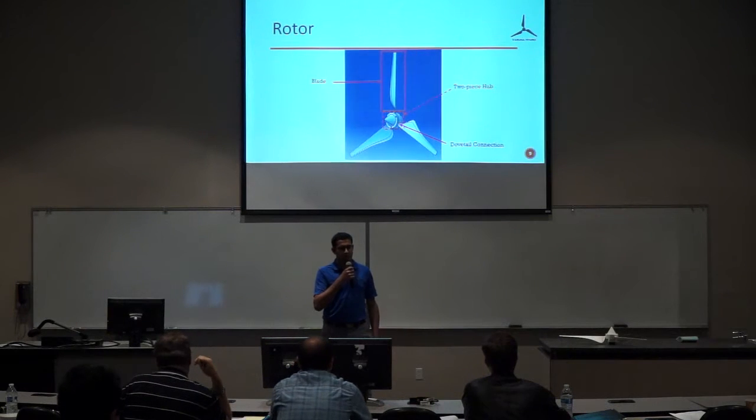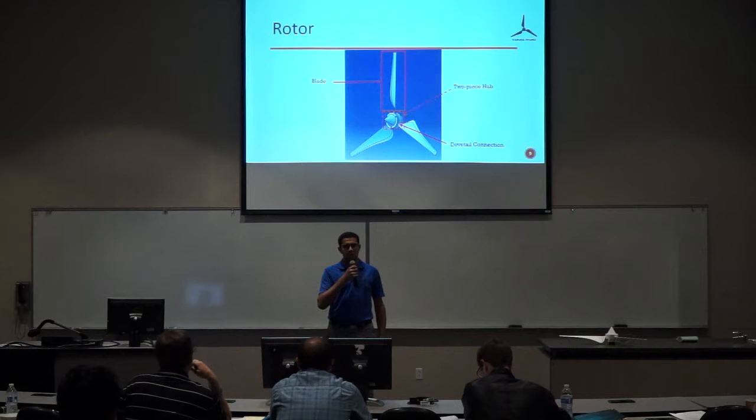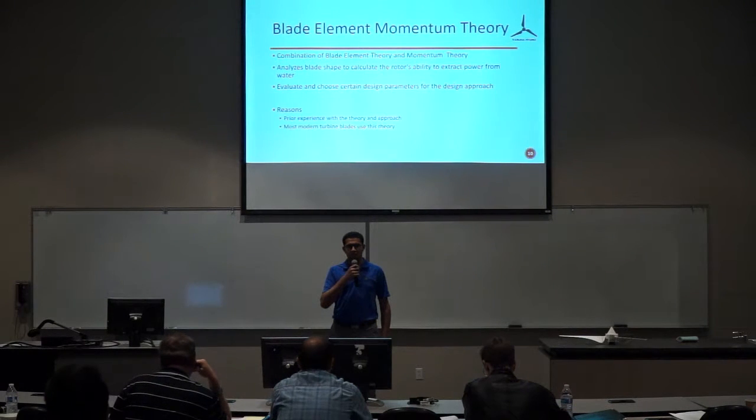So before we move on, as you can see, this is the assembled rotor in CATIA. The top red box indicates the blade. There are 3 blades. The center dashed box indicates the 2-piece hub, and the bottom arrow points to the location of the dovetail connection. So to design our blade, we use the blade element momentum theory, which is the combination of the blade element theory and momentum theory. It analyzes the blade shape to calculate the rotor's ability to extract power from water.